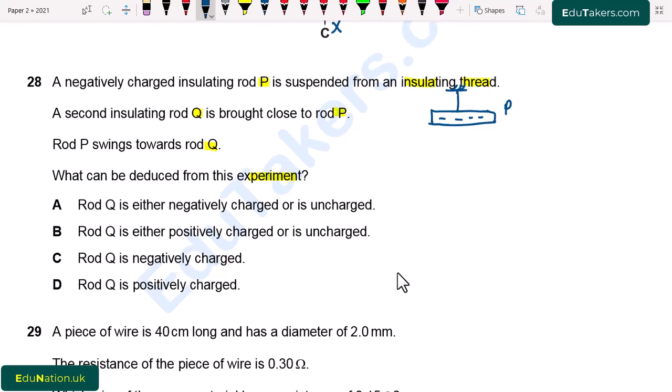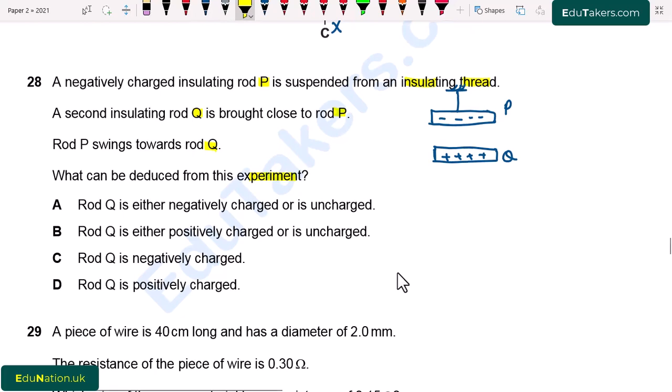We also have the second rod, which is also insulating, and it is brought closer to rod P. I place here the second rod and it is labeled Q. This is insulating. The charge on this is not given. Rod P swings towards Q. It is due to the reason that rod Q may be positively charged or it may be uncharged.